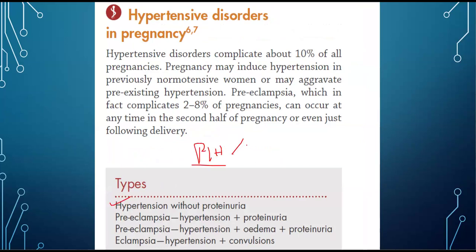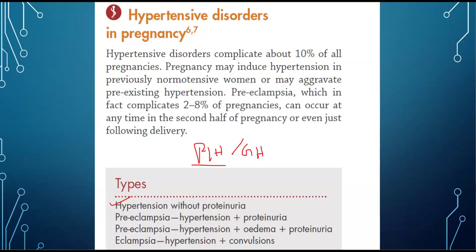One is pregnancy-induced hypertension or gestational hypertension, where the patient develops hypertension after getting pregnant, and ideally after 20 weeks of pregnancy. So if a patient only gets hypertension after getting pregnant, at 20 weeks of pregnancy or later, that patient will be known as pregnancy-induced hypertension. That patient will only have hypertension but no proteinuria.